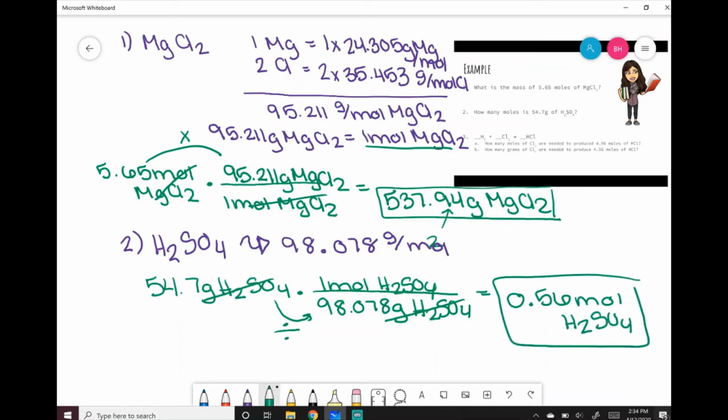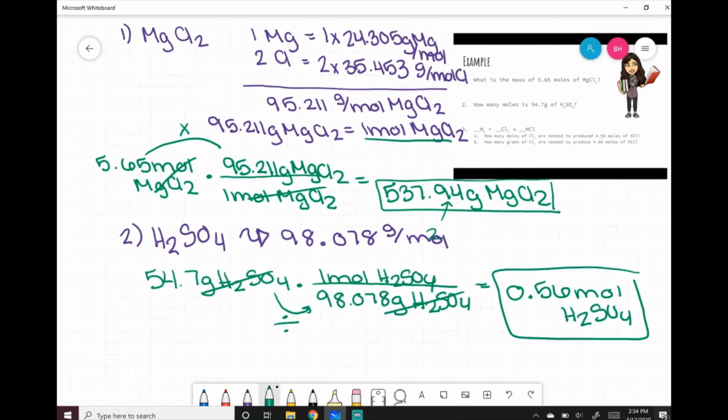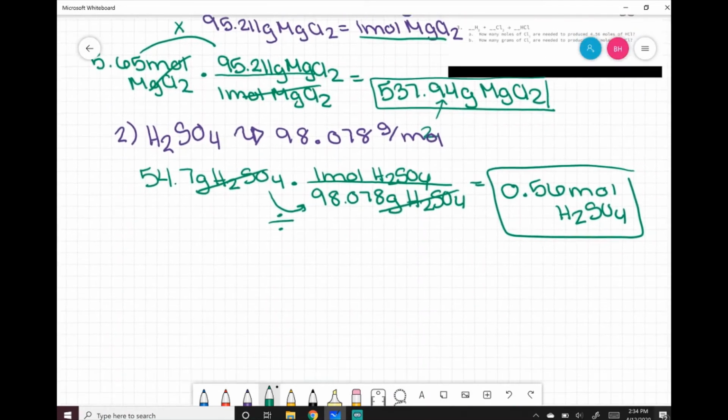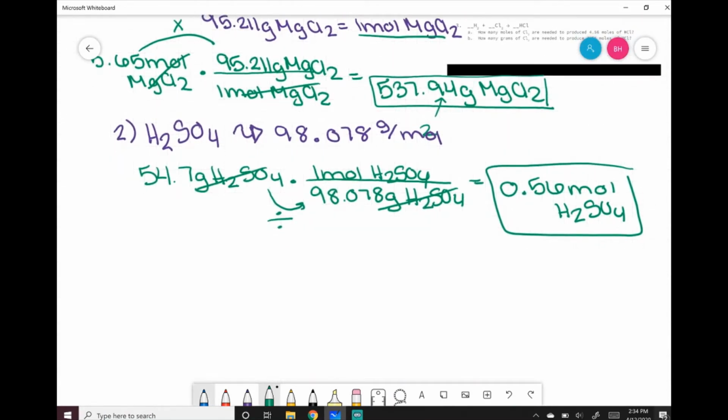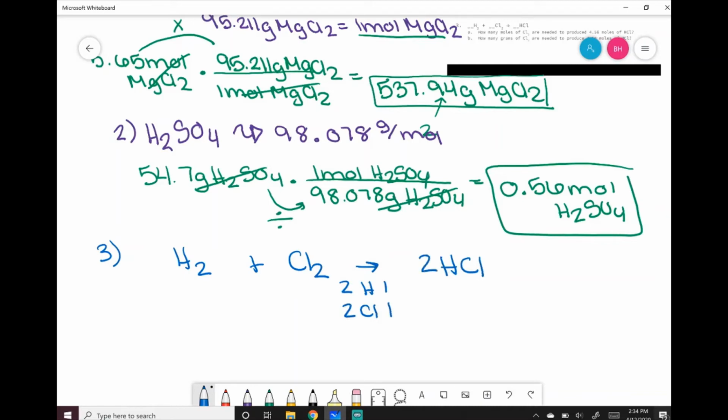Now, the next problem was a little bit different, and it puts together the ideas that we talked about last week and this week. We have a chemical reaction, and the first thing we're going to do is balance it. So here is my reaction. I have hydrogen reacting with chlorine, and it's going to form HCl. If I take my inventory, I see I have 2 hydrogens, 2 chlorines, 1 and 1. So all I need to do is put a 2 in front of the HCl to balance out my reaction.